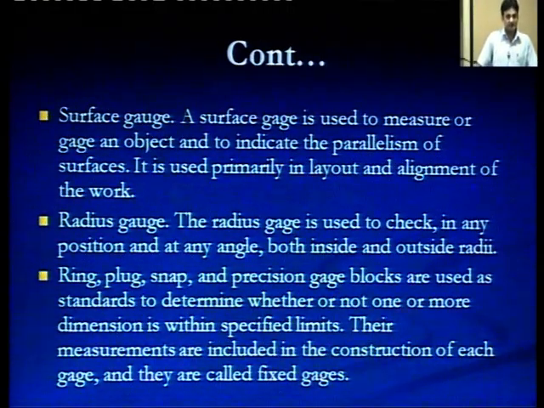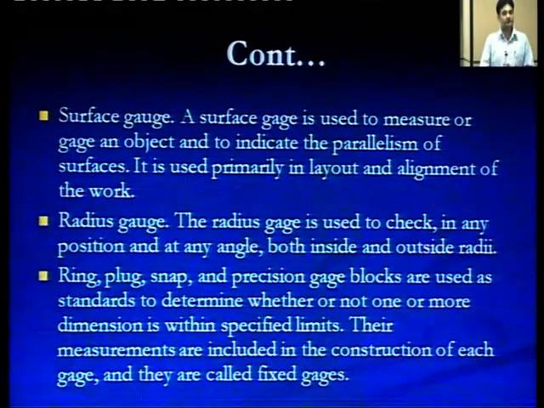Surface gauge. A surface gauge is used to measure the parallelism of the surface, that is, whether the two surfaces are parallel or not. It is used in the layout when we are making a layout of the machinery or the plant, and for alignment, whether the work is aligned or not, that we also check with the help of this surface gauge.